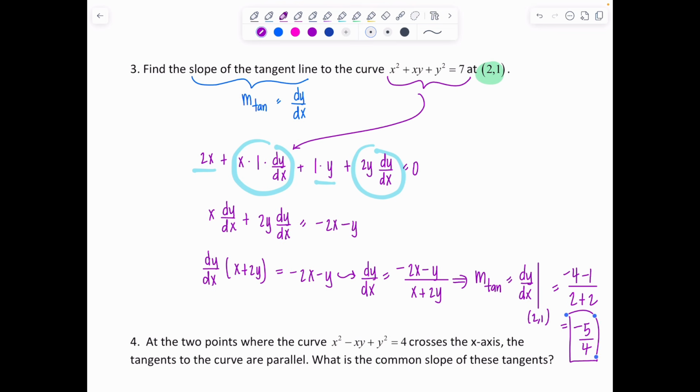Sorry for being squished. Woo, what's that? That's not a box. I don't like it, guys. Hold on. That's not the vibe. There we go. Okay, perfect.